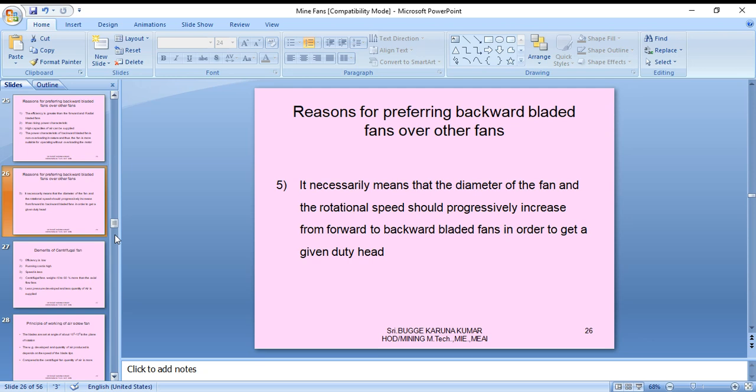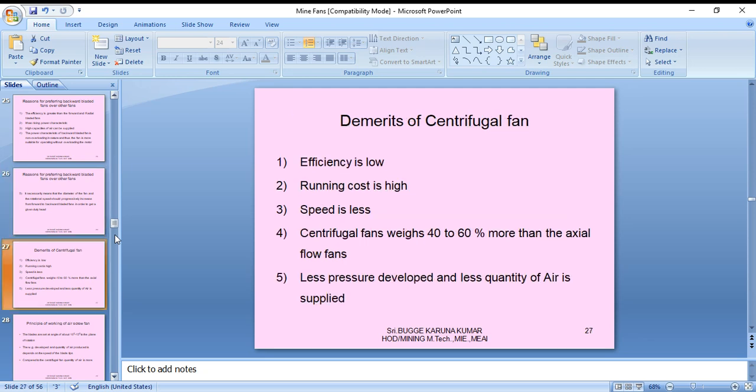So the reason for preferring the backward bladed fan over the other fans is that the diameter of the fan and rotational speed progressively increase from forward to backward bladed fans to get the given duty head. So that is the main reason you sometimes choose the backward over the forward blade. So what are the demerits of the centrifugal fan?